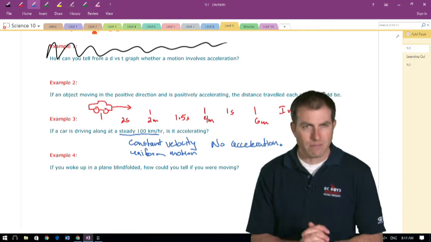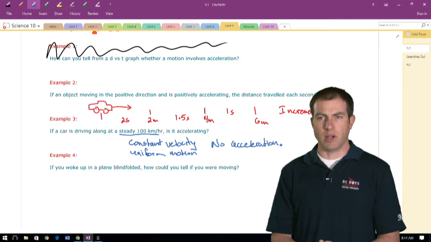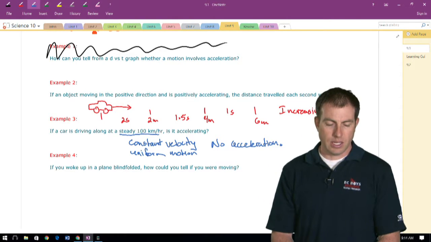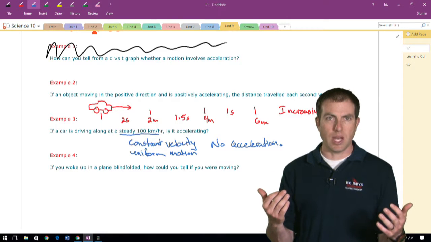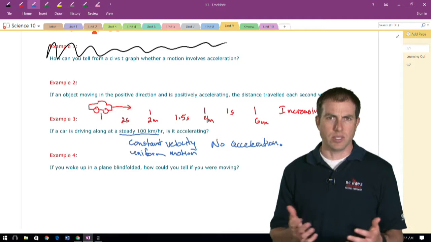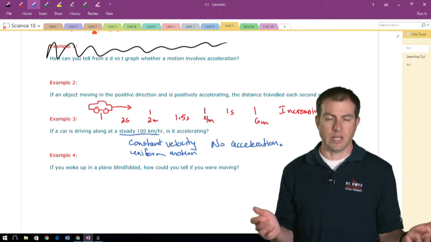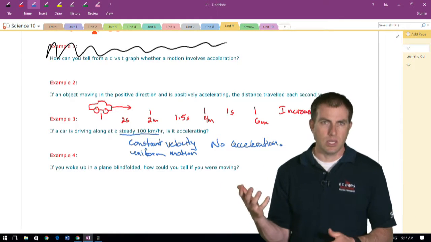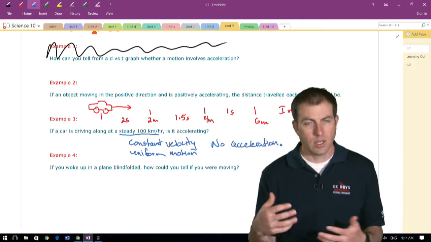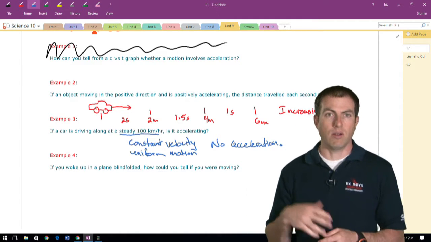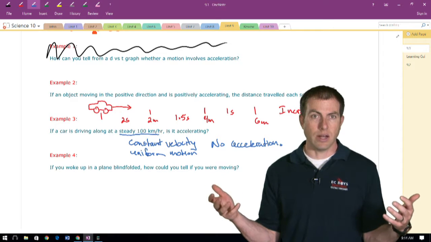So imagine if you've ever been on an airplane. If you fell asleep, you had a blindfold on, and let's say you're really asleep, you could have landed, maybe you're still in the air. Aside from the noise, would you know the difference between being on the ground and being in the air?